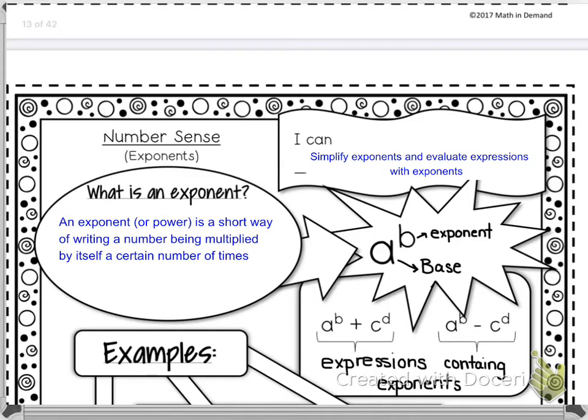Let's look at our little example of an exponent over here. It's using letters. A represents our base. Our base number is going to be the big number, and it's the one that's getting multiplied. The B represents our exponent, or our power, and that's how many times we're going to multiply our base.